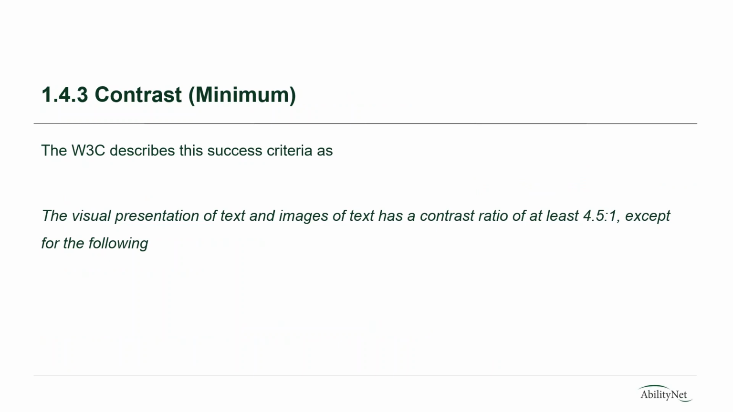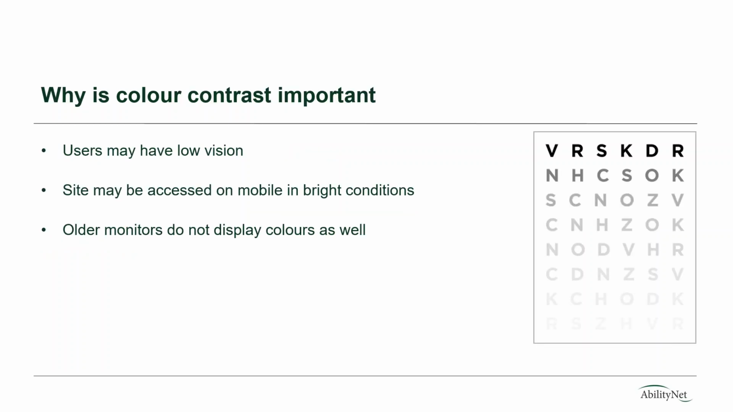Okay, related to colour is contrast. So this is described as the visual presentation of text and images of text has a contrast ratio of at least 4.5 to 1, except for the following. And then it goes on to give a few examples, which I haven't listed here, but the other examples include things like logo types. So logos for brands do not have a contrast ratio allowance. And there is a slightly different ratio of contrast for large text, that is text that's above 18 point size, which has a reduced set of contrast ratio requirements. For this episode, we're just going to be focusing on standard size text, which has a contrast ratio of at least 4.5 to 1.